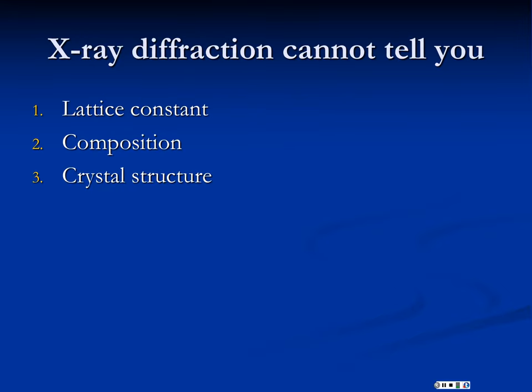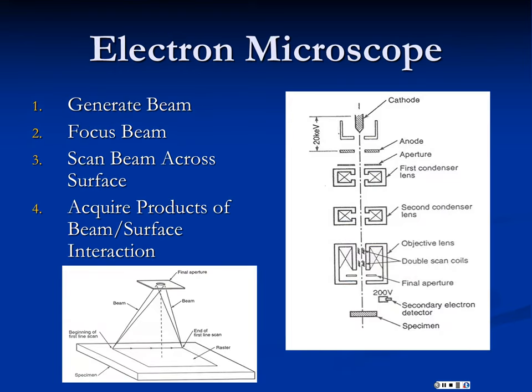So XRD, X-ray diffraction, cannot tell you composition, that is, who is present, what elements are we playing with. It will tell you crystal structure, and you can use it to measure lattice constants. Okay, so that's XRD. That's probably all most engineers need to know about that.